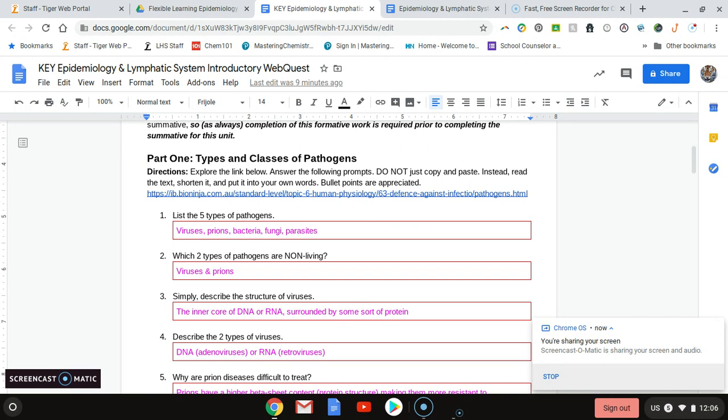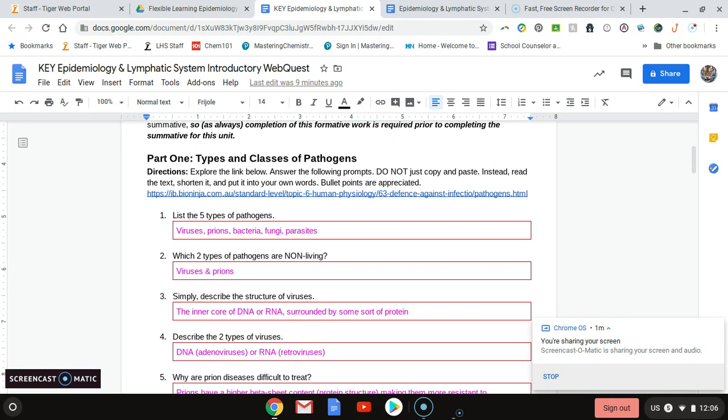Part one asked you to list 5 types of pathogens. Those would be your viruses, prions, bacteria, fungi, parasites. Which of those two are non-living? Viruses and prions are non-living. Describe the structure of a virus. It's basically nothing more than DNA or RNA that is surrounded by a core of some sort of protein.